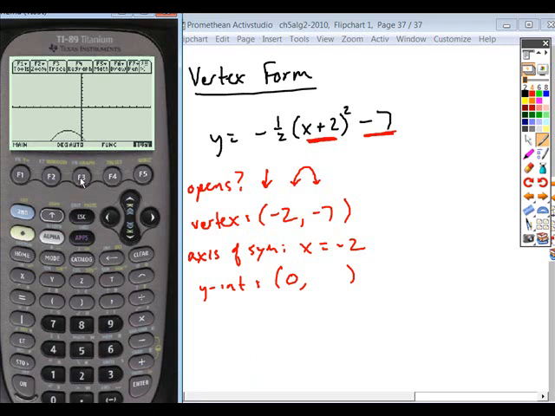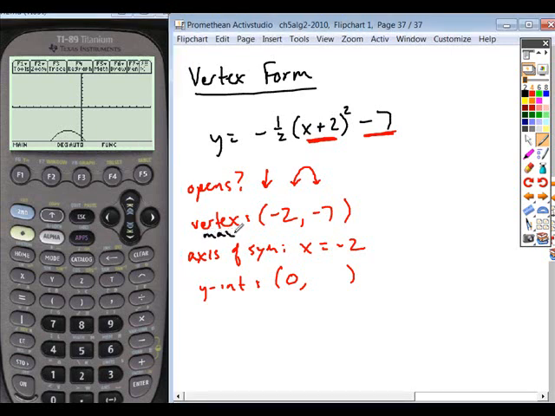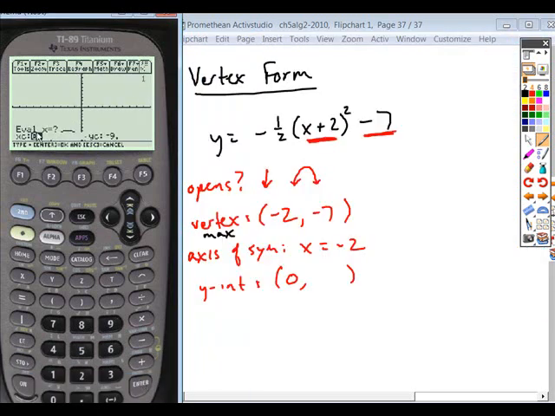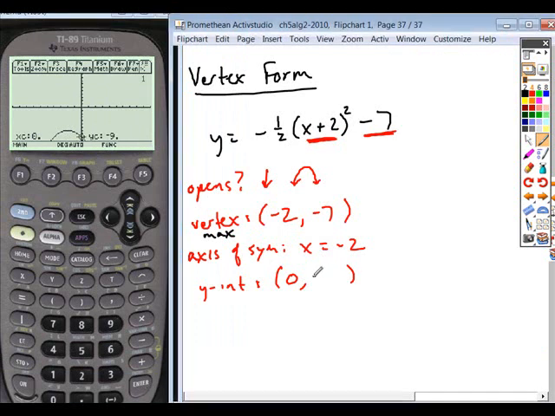It's a maximum. Again, we've already established -2, -7 is the vertex. The axis of symmetry is going to pass vertically through that. And then the y-intercept, again, you can see it here. The easiest way to find it, though, is just to use the F5 tab, choose 0. So here's our 0, and we get our solution of -9 for the y-intercept.